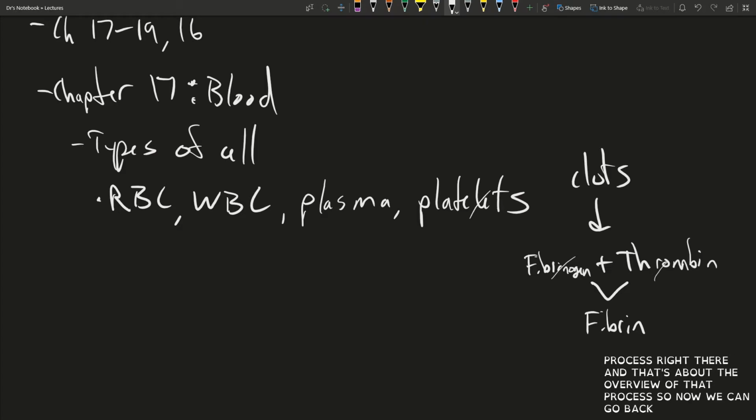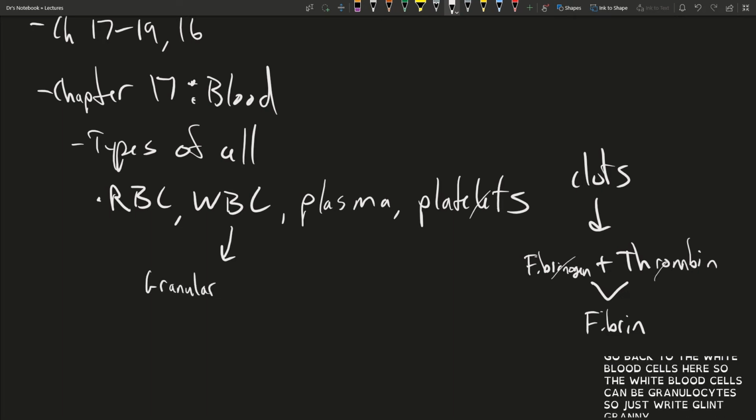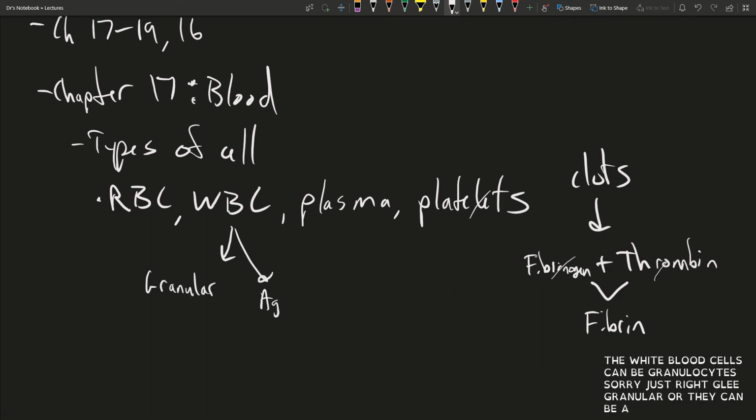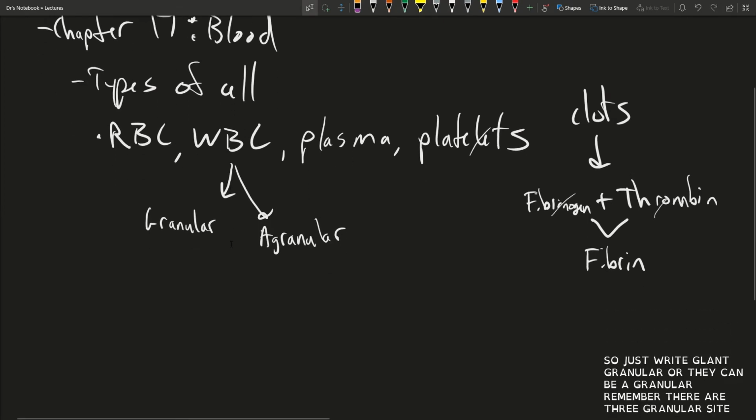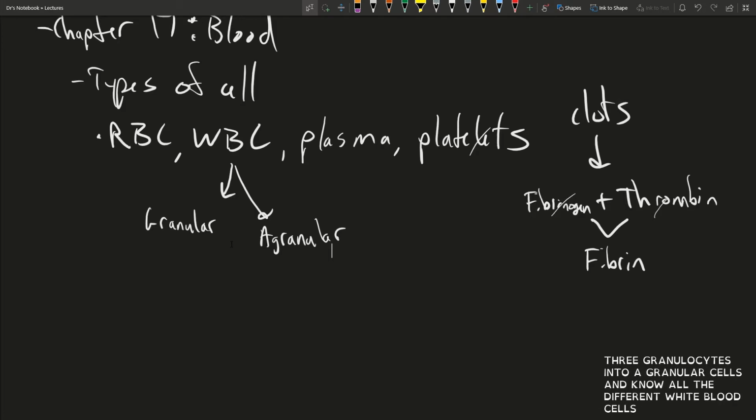Now we can go back to the white blood cells. The white blood cells can be granulocytes, or just granular, or they can be agranular. Remember, there are 3 granular cells and 2 agranular cells, and know all the different white blood cells and their abundance. We have the mnemonic "Never let monkeys eat bananas," for neutrophils, lymphocytes, monocytes, eosinophils, and then basophils. Understand what each one does.